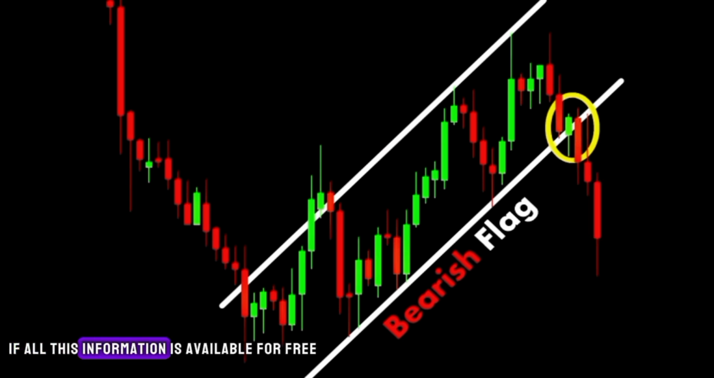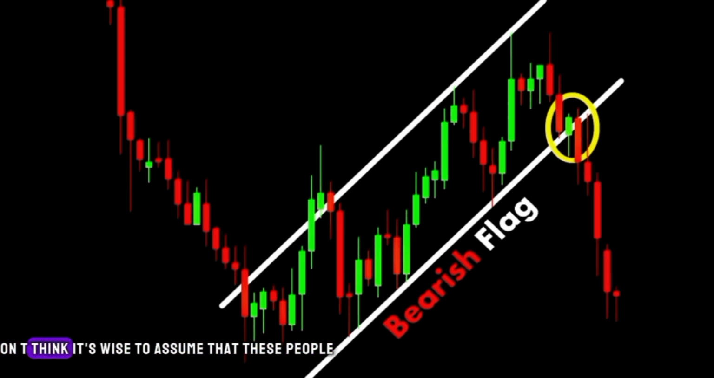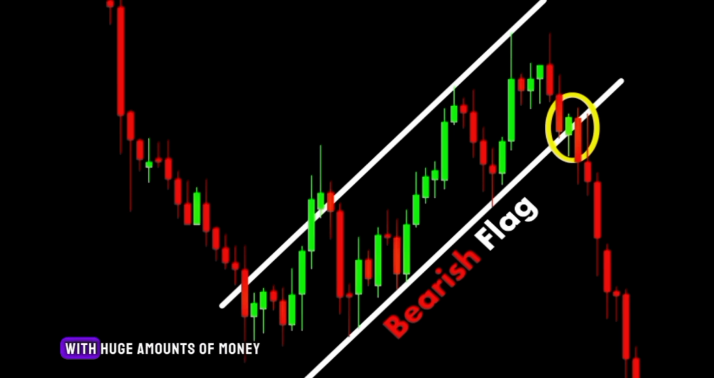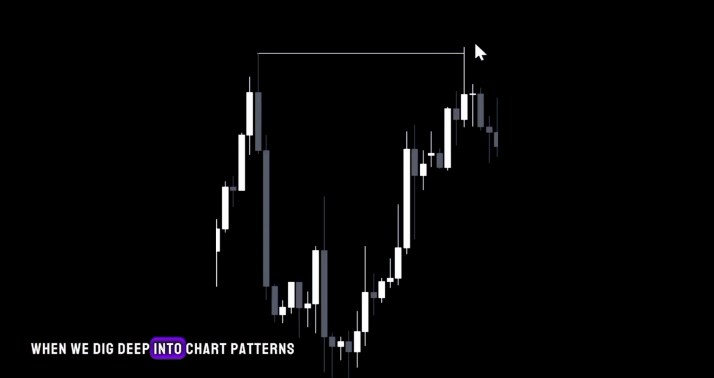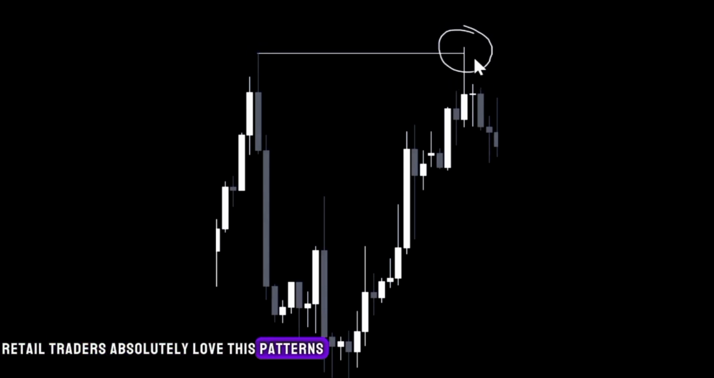So if all this information is available for free, I don't think it's wise to assume that these people with huge amounts of money are not going to use it against the majority of retail traders in order to manipulate the markets. So when we dig deep into chart patterns like the double top, double bottom, or bull flag, bear flag, which we know retail traders absolutely love, these patterns.